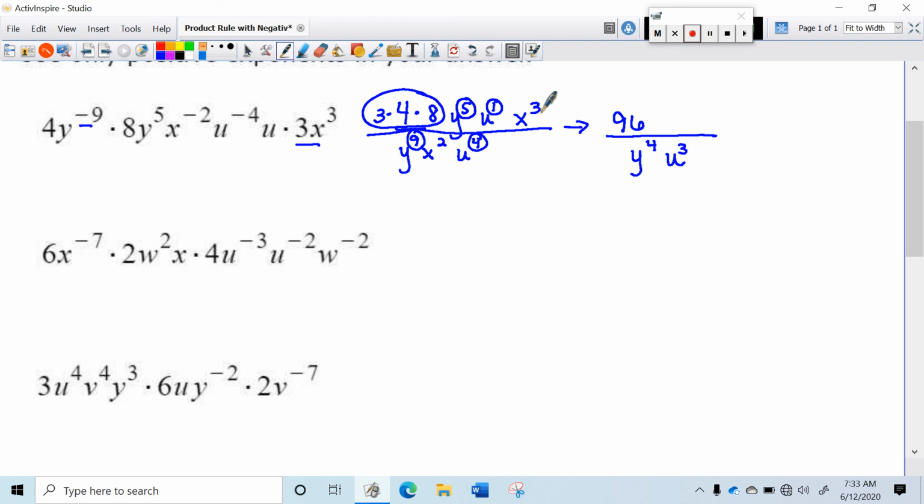For the x's, I've got a 3 and a 2. The biggest exponent for the x is on the top, so my x is going to be on the top, and subtract the exponents for the x. 3 take away 2 is just 1. But if an exponent is 1, you don't write it down because it just means 1x. So that's the final answer.